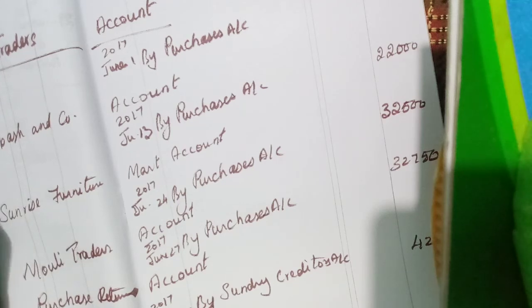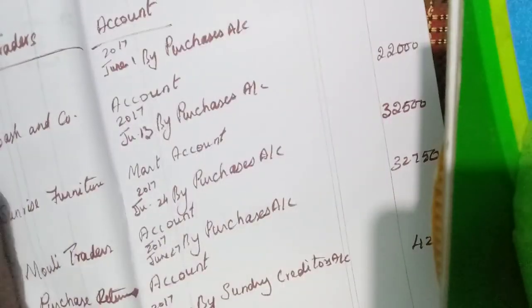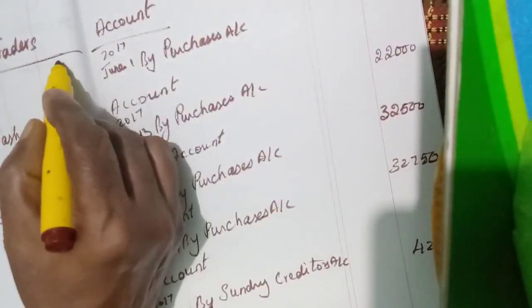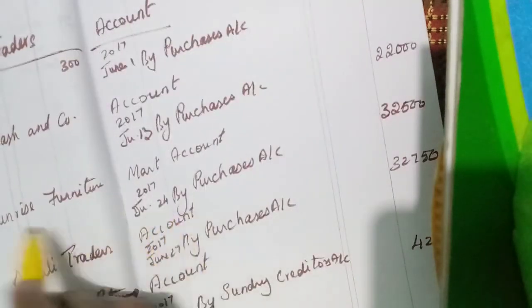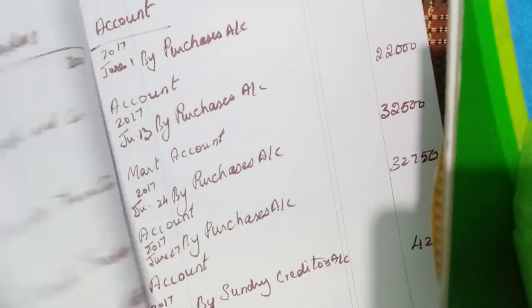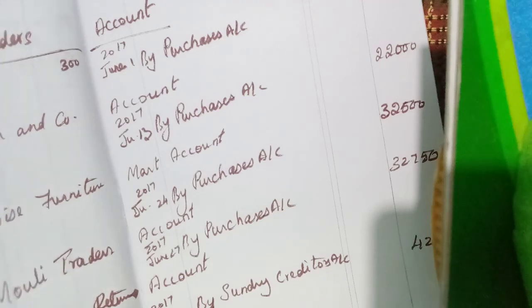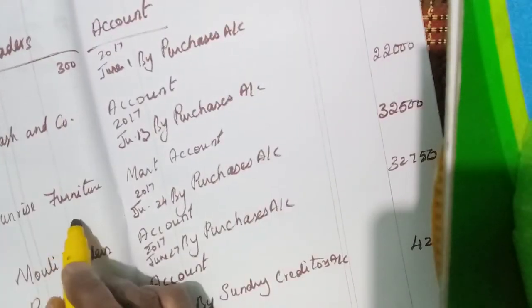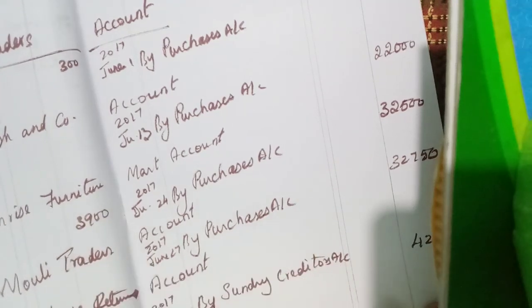Date 2017 June 21. Amount 300. Okay. And Sunrise Furniture Mart, same. 2017 June 29 to purchase returns account. You have to write T, okay. 3,900. If we need to balance them, we need to do this.